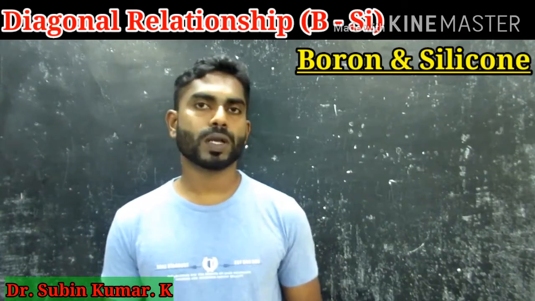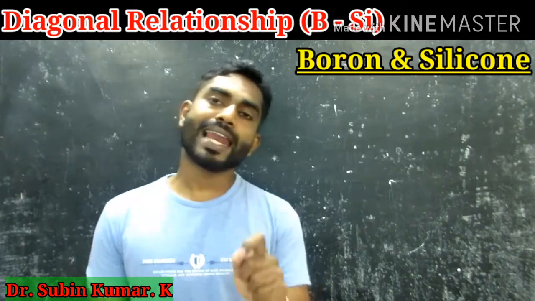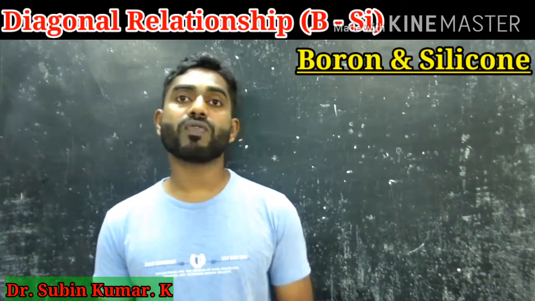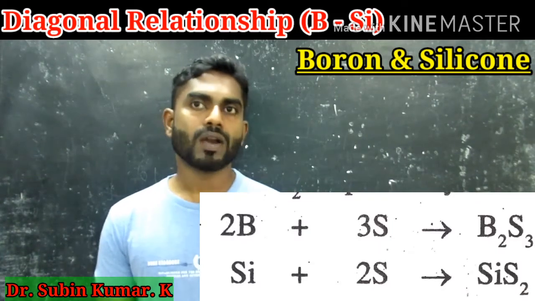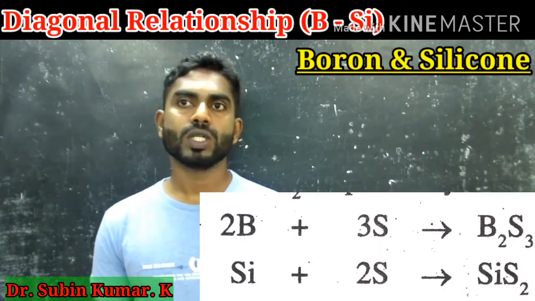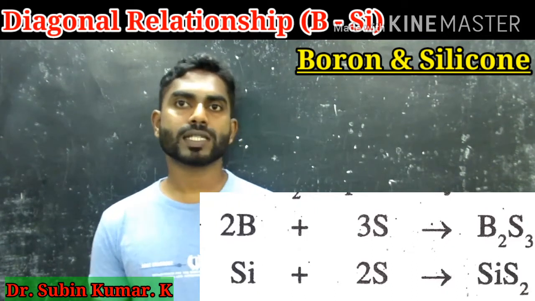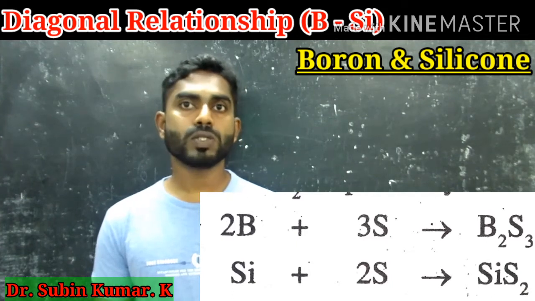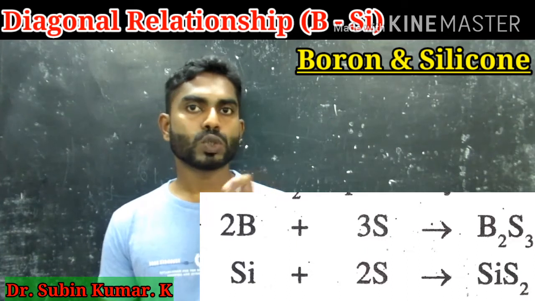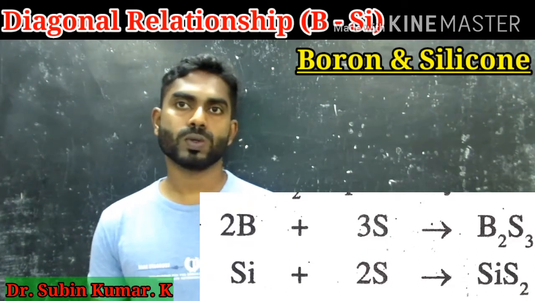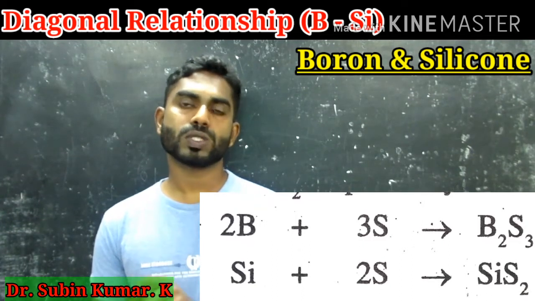Next property: both boron and silicon combine with sulfur at elevated temperature to form their sulfides, for example B2S3 and SiS2 respectively. The reactions are 2B plus 3S gives B2S3, boron sulfide, and Si plus 2S gives SiS2, silicon sulfide.